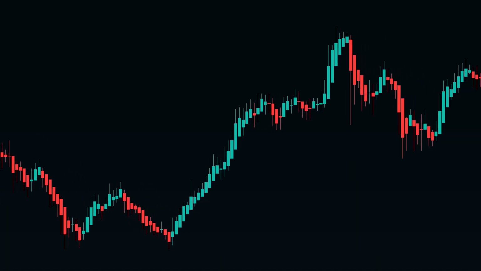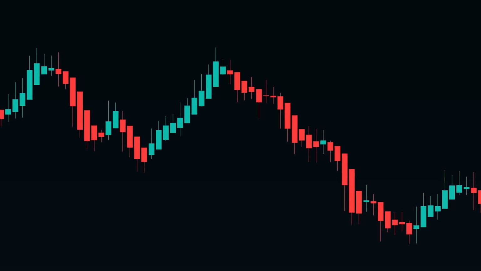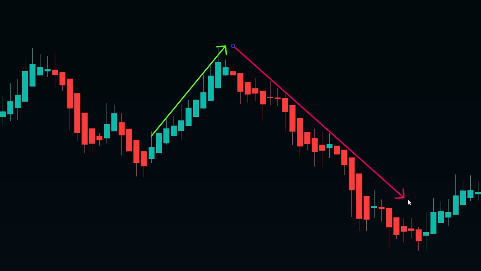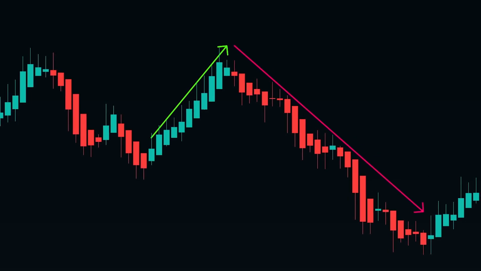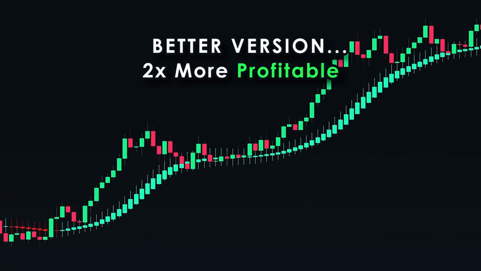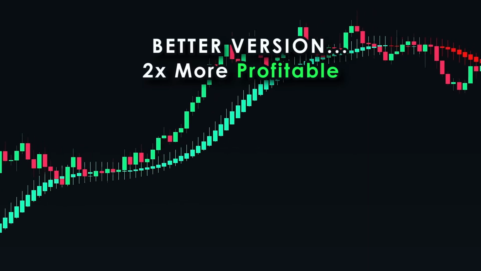Hey traders, I'm sure you've heard of the Heiken Ashi indicator. It is one of the most powerful trading tools used by traders to get a clear view of the overall market direction. However, did you know that there's actually a better version of this indicator that is proven to be almost 2 times more profitable than the older version? And so without further ado, let's dive right in.